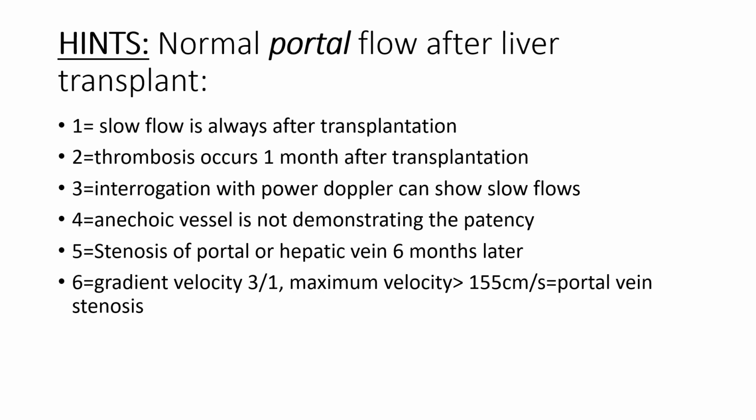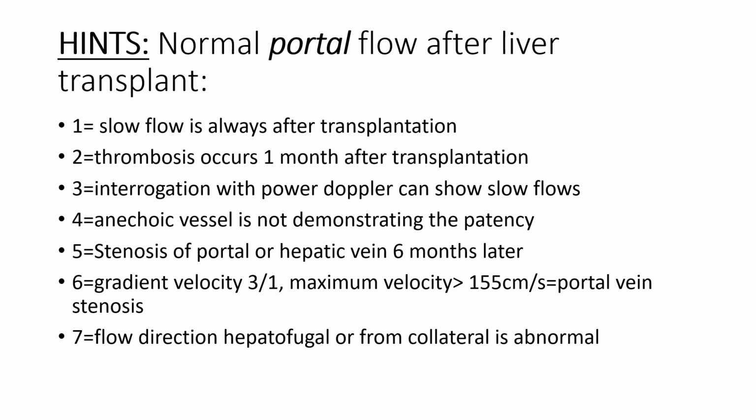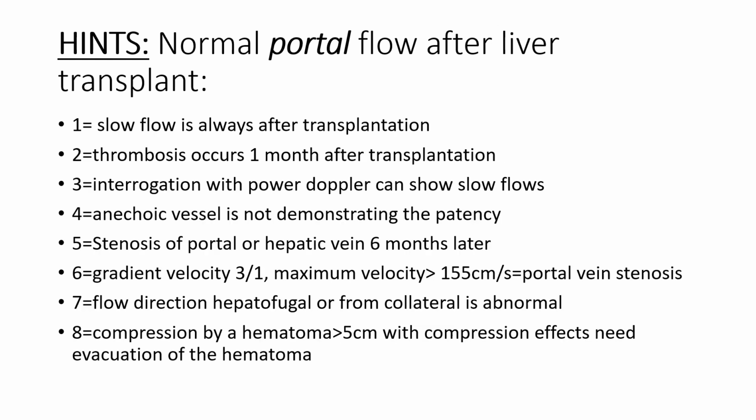Gradient velocity in different parts, right and left and main portal vein, 3 to 1, and maximum velocity more than 155, all show portal venous stenosis. Flow direction, hepatofugal or from collateral, is abnormal. Always think about a hematoma that is compressing the portal vein, and compression effects need evacuation of the hematoma, especially when it is larger than 5 centimeters.